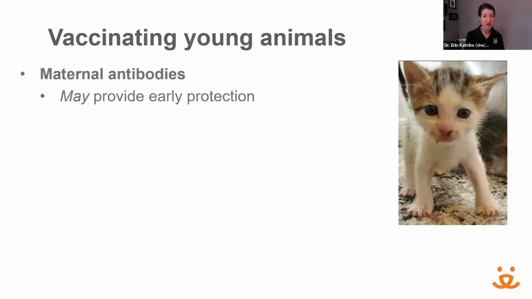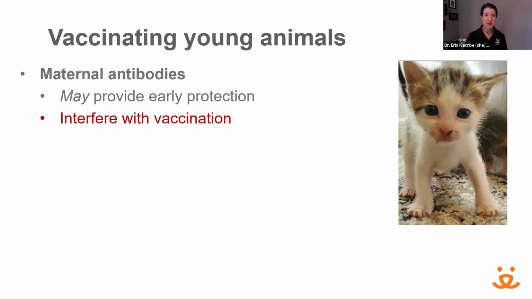So this kitten that you see in the picture, if his mom had been previously exposed or had been vaccinated for panleuk, when this kitten nurses in that first 24 hours, he may get some of those antibodies from mom that'll provide early protection. I say may because if she had never encountered panleuk or was never vaccinated, she doesn't have the antibodies to even give him.